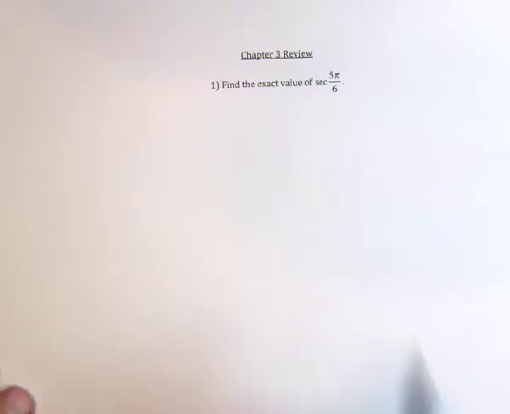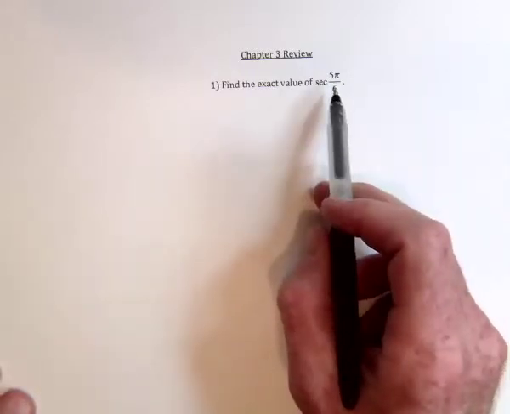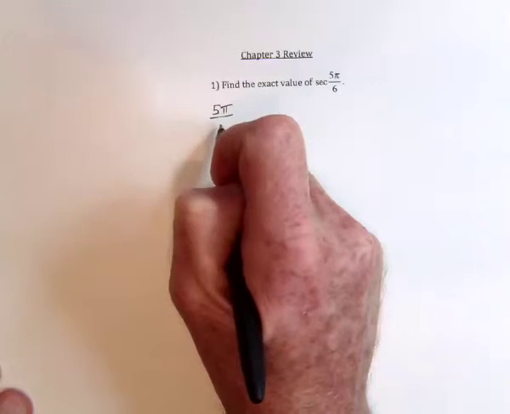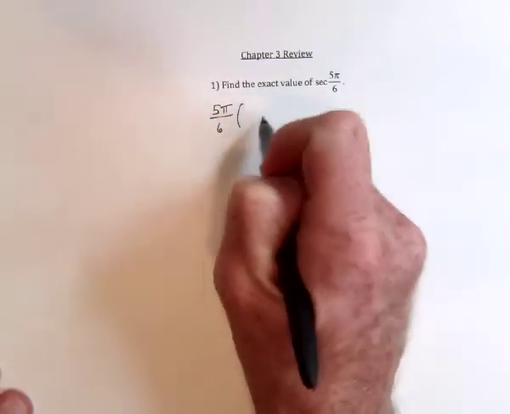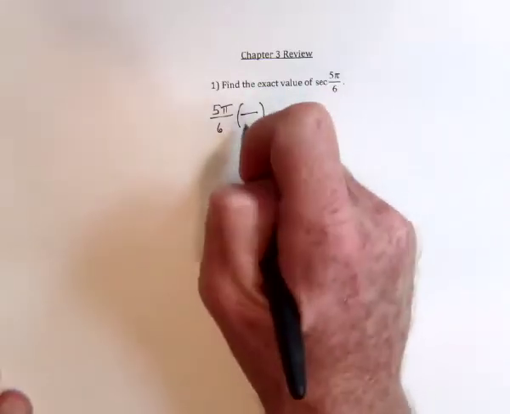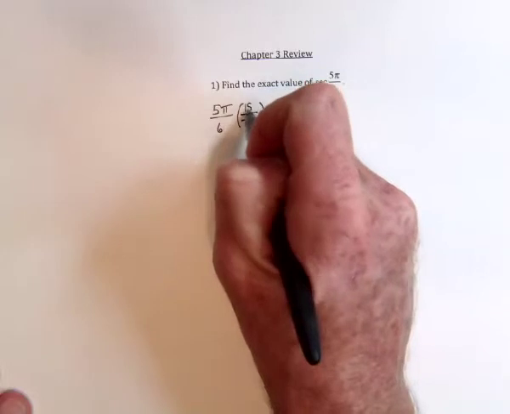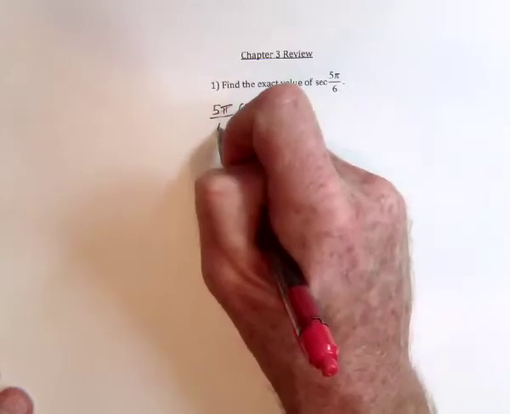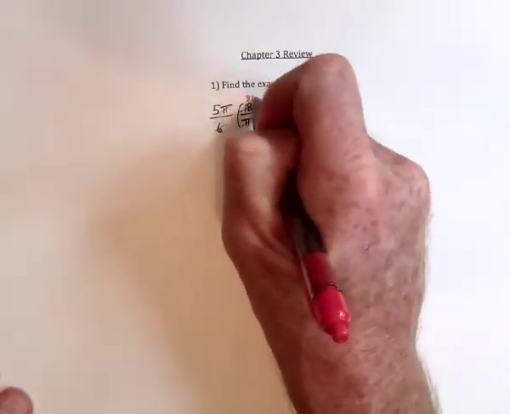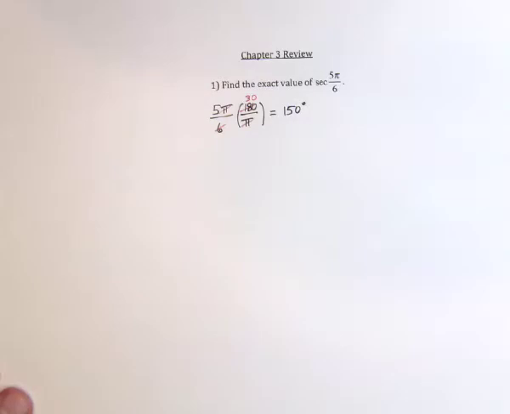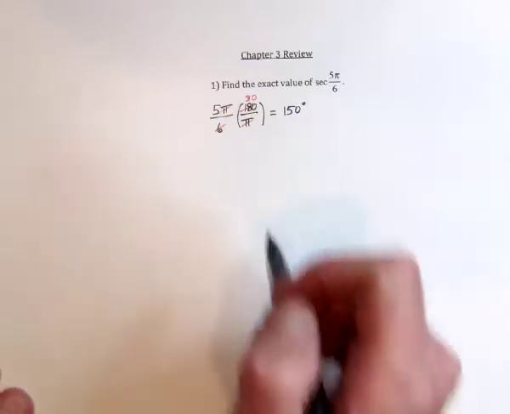So finding the exact value, I'm going to first of all change this to degrees, and it's most likely going to be 30, 60, 90, or 45. Those are about the only ones we can do for exact values. So then I need to divide by pi and multiply by 180. So the pi's cancel, and then 6 goes into 180 30 times, and so I've got 5 times 30 is 150 degrees.